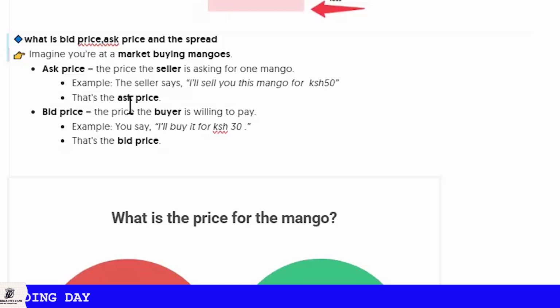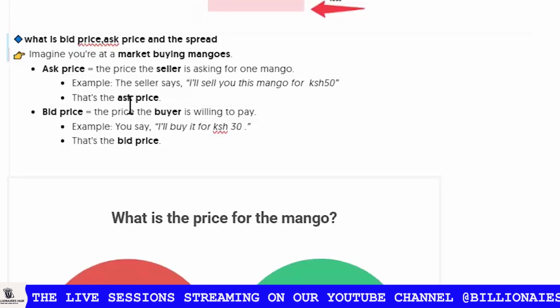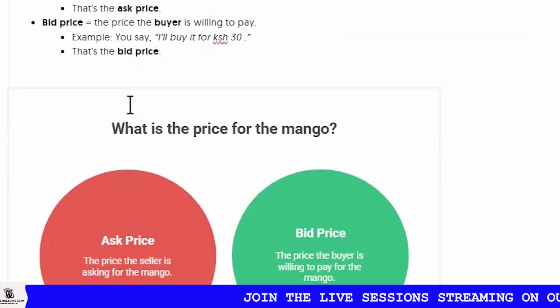So the 50 Kenya shillings becomes the ask price, which is the price the seller is asking for one mango. And the 30 shillings becomes the bid price, which is the price the buyer, that is me, is willing to pay for one mango. Now the difference, which is 20 shillings, becomes the spread. And mostly this is how brokers make money.